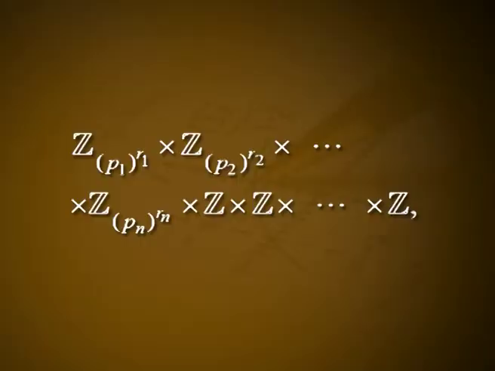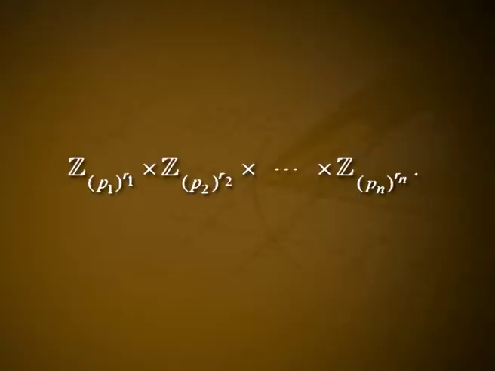The following result is taken from group theory. Theorem 2, fundamental theorem of finitely generated abelian groups. Every finitely generated abelian group G is isomorphic to a direct product of cyclic groups in the form Z_{p1^r1} × Z_{p2^r2} × ... × Z_{pn^rn} × ... × Z, where the pi are primes, not necessarily distinct. The direct product is unique except for possible rearrangement of the factors. In particular, a finitely generated finite abelian group G is isomorphic to a direct product of cyclic groups in the form Z_{p1^r1} × Z_{p2^r2} × ... × Z_{pn^rn}.